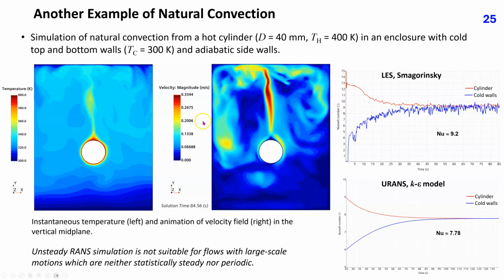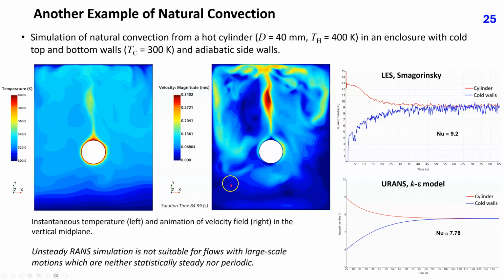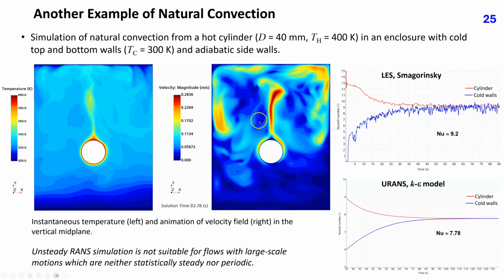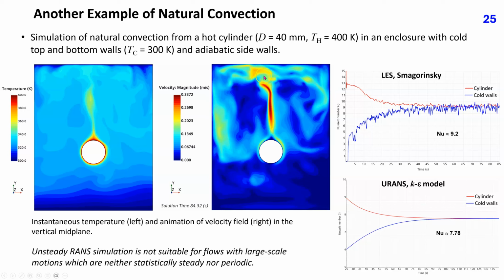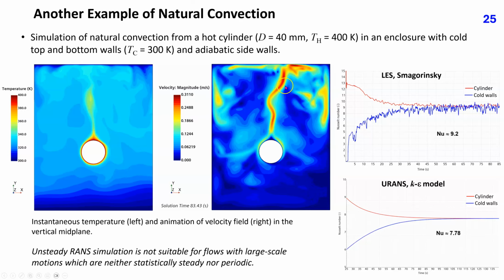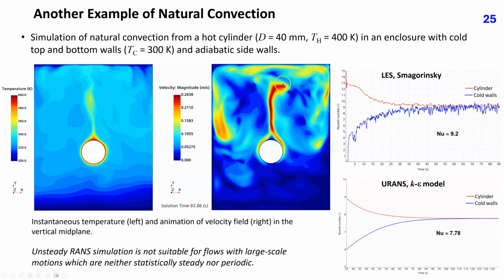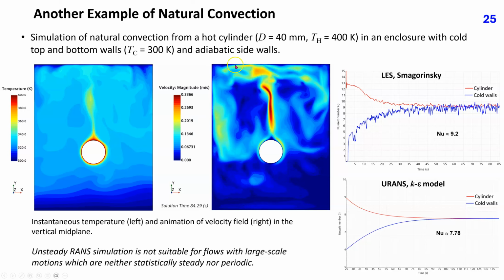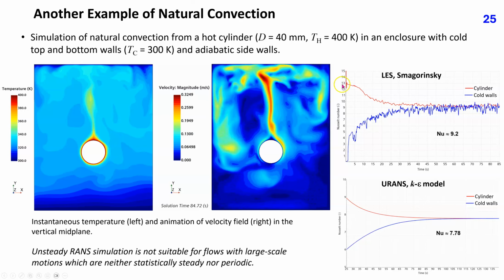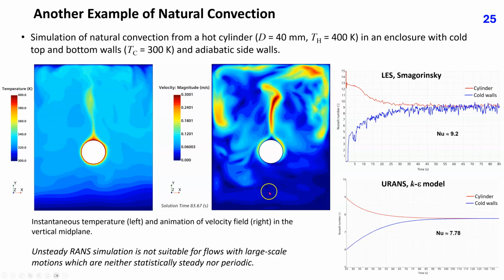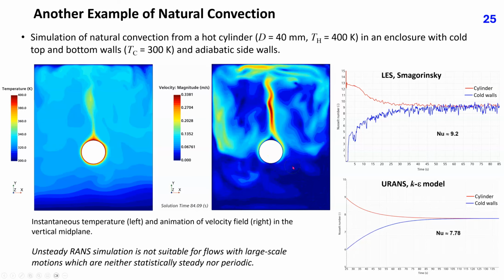The animation shows the variation of velocity field in the same section plane. The hot plume rising from the cylinder is unstable. When it hits the top wall, it displaces the cold fluid, which moves along the top wall toward the side walls, where it then falls down, but not far below the cylinder.